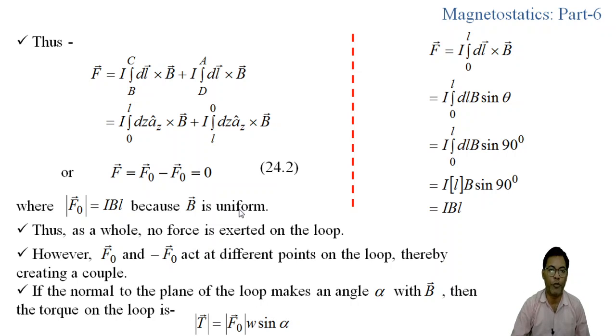B is the uniform magnetic field. So finally, from this expression 24.2, we can find that as a whole, no force is exerted on the loop. However, the force F0 and minus F0 act at different points on the loop, thereby creating a couple.